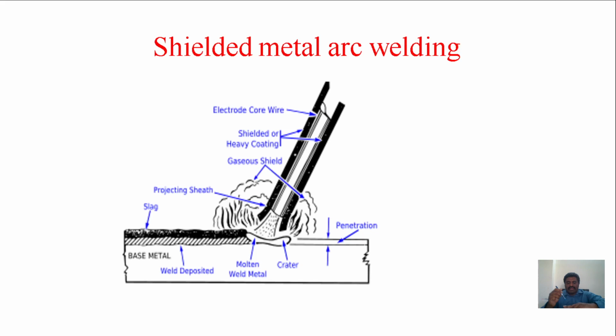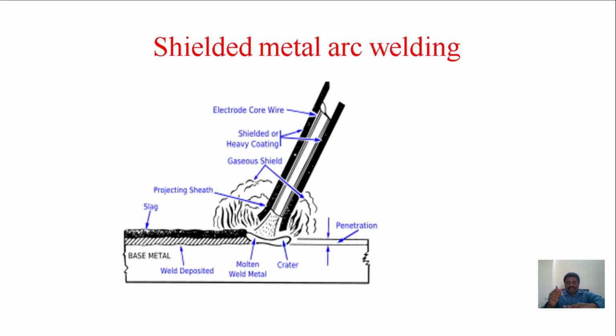So there will be a flux, which is a projection of a sheath, and the gases of a shield we can also say. Due to this, shielded or heavy coating can take place, with the electrode core wire inside it. In this way, when this moves forward, it first gets a melt of the base metal here.